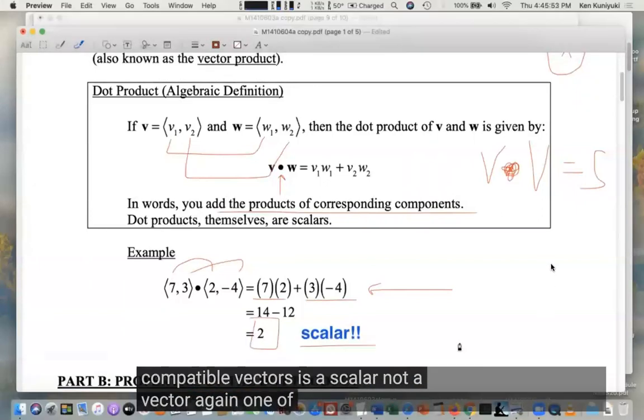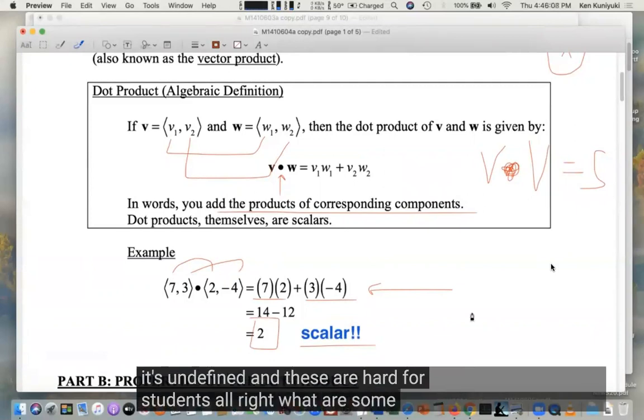Again, one of the hardest kinds of problems you get on a vector test is, here's an expression with scalars and vectors in it. Is the end result going to be a scalar, a vector, or neither, like it's undefined? And these are hard for students.